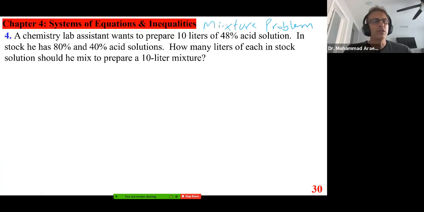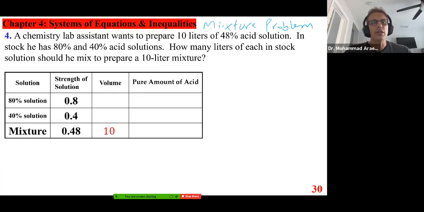We need to come up with the following table, and we are going to write what is given first and foremost. So we have an 80% solution, that means 0.8. You can keep it as 80% or 0.8. The 40% solution is 0.4. The mixture will be 48% or 0.48. What about the volume? Under the volume, 10 is given because we want 10 liters of 48%. What is missing? The volume for the first one and the second one.